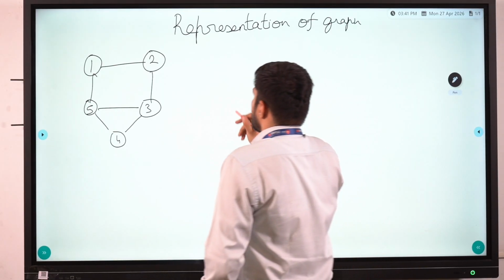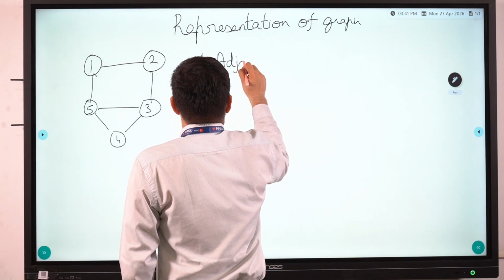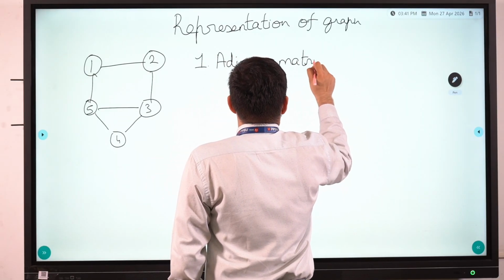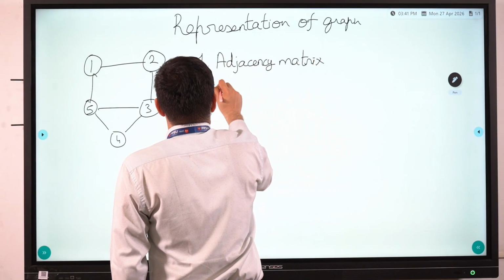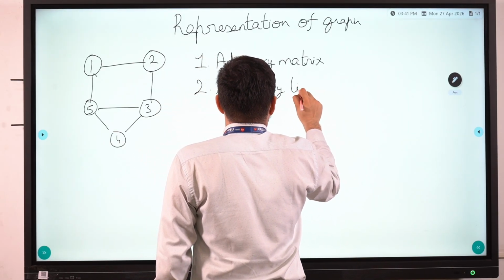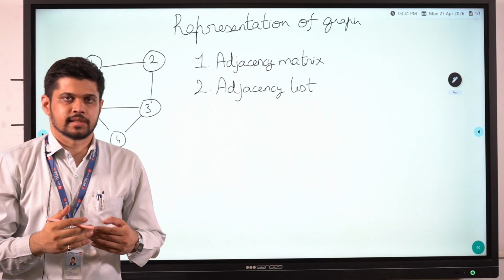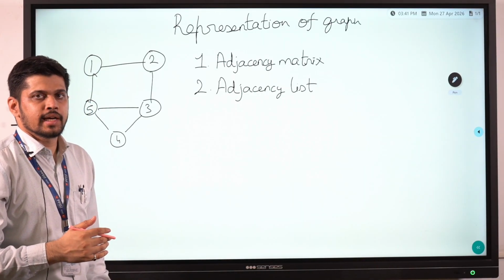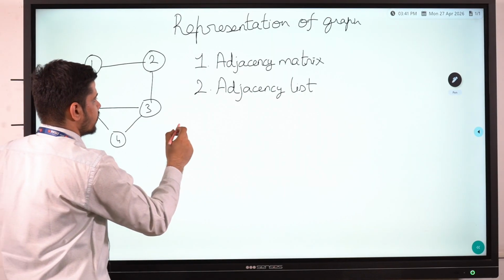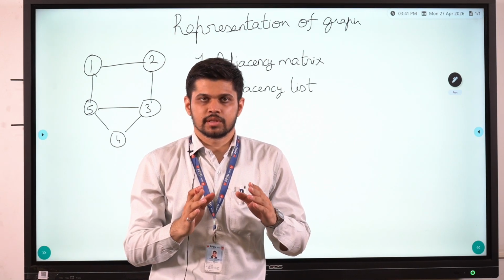First one is adjacency matrix, and second one is adjacency list. So I have two ways. First one is adjacency matrix and another one is adjacency list. Now let us see how we can represent a graph inside an adjacency matrix. So I have this graph. I will create an n cross n matrix where n is the number of nodes.